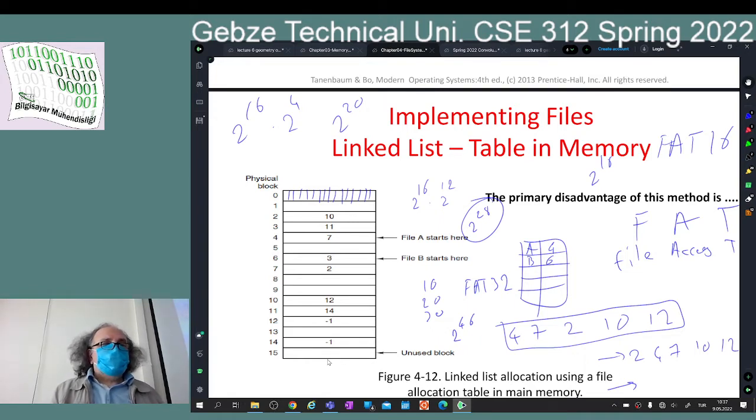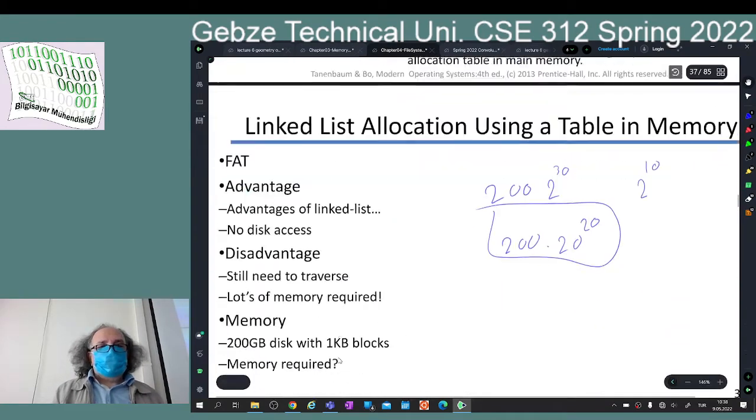So this is not going to be a very big problem in terms of speed, but this file gets very big. This file allocation table gets very big. Sometimes it is bigger than your main memory, and I don't want to do that. So that was the problem.